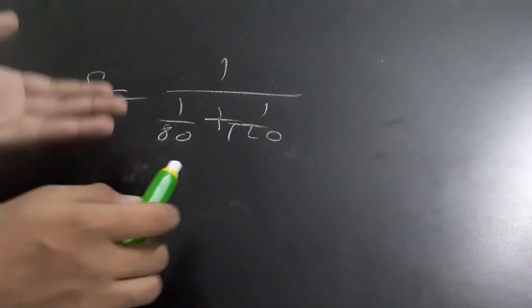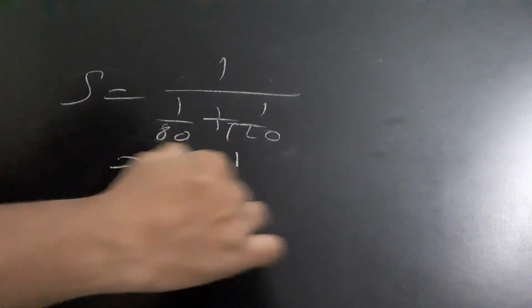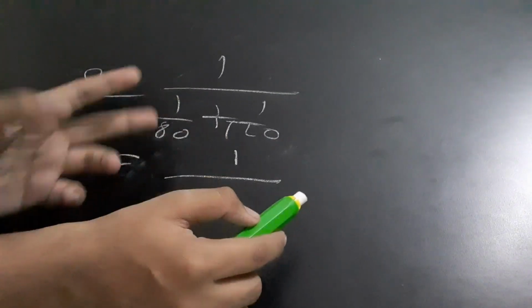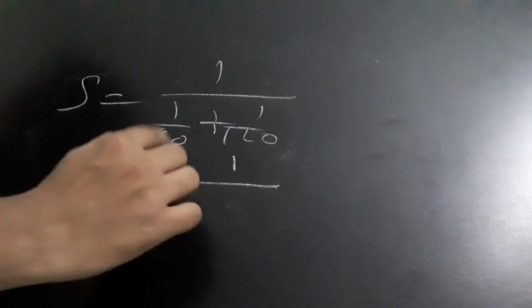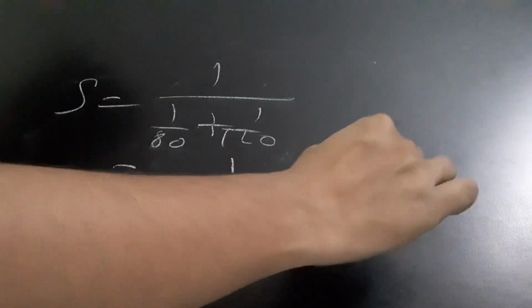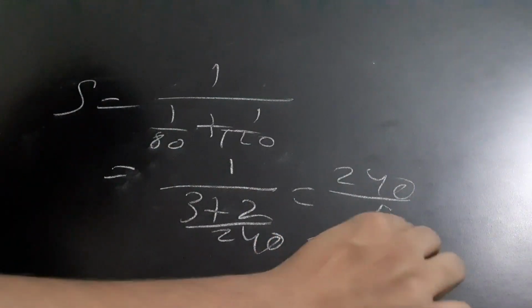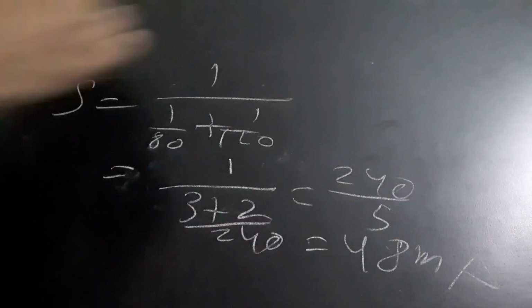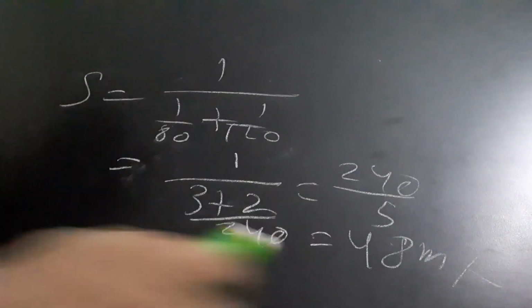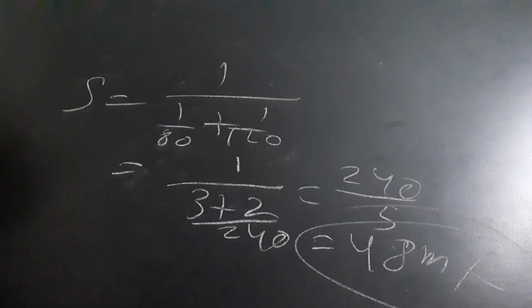And if I calculate this, we take the lowest common multiple of these two values, that would turn out to be 240. So 3 plus 2 upon 240, that would be 240 upon 5, which is 48 meters per second. And that is our answer. Not 50, but 48 meters per second.